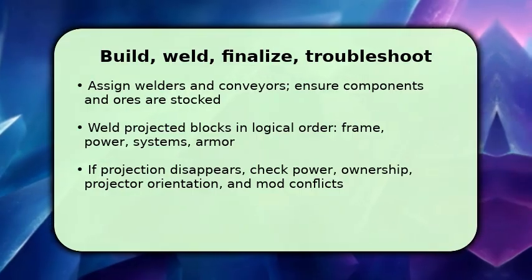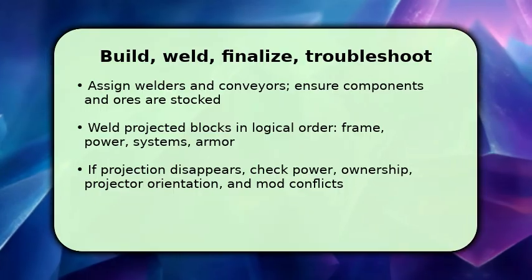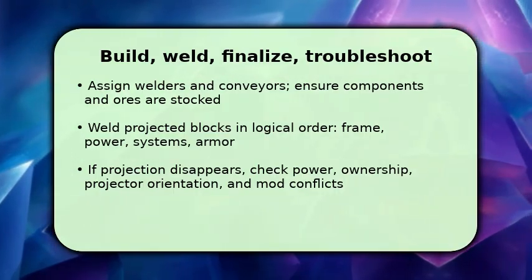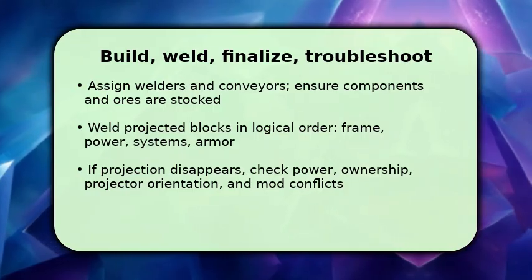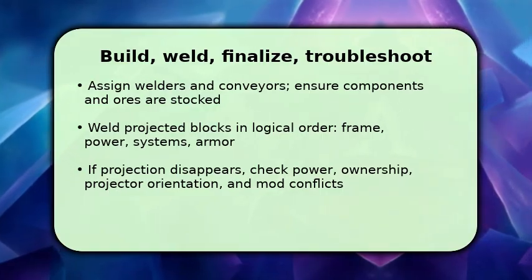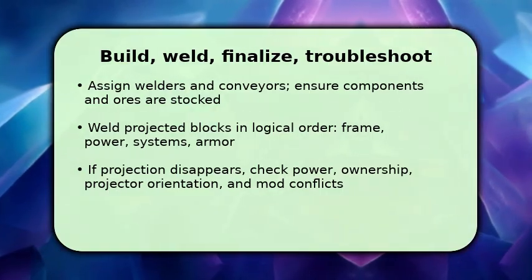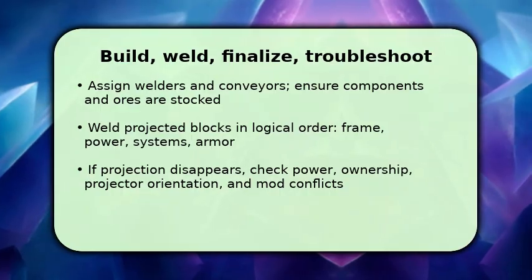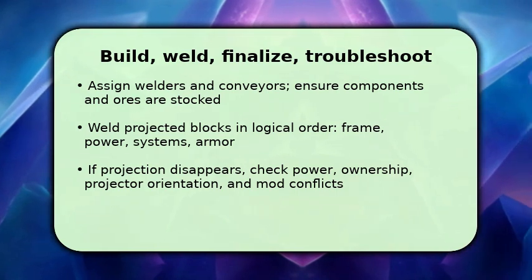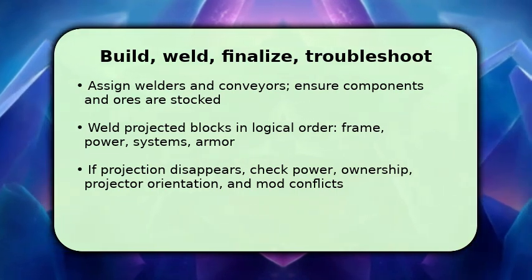Once main systems are welded, add armor plates and external details. Make sure conveyors and connectors align with projected ports. After completion, run tests to verify rotors, thrusters, and power flow. If something goes wrong, check projector power and ownership settings, realign the projector facing, and verify no mods conflict. This usually restores missing or shifted projections.